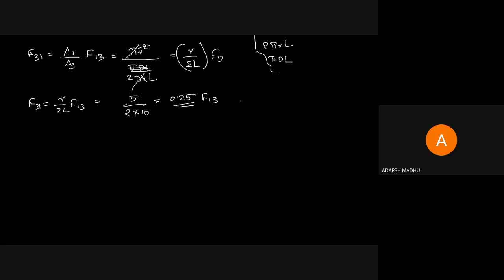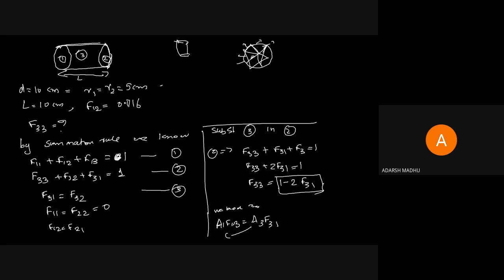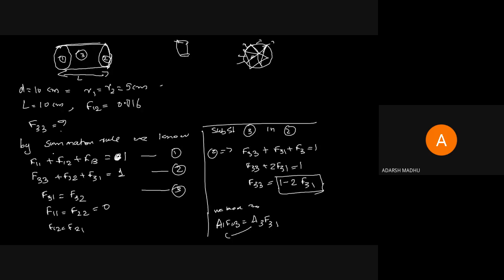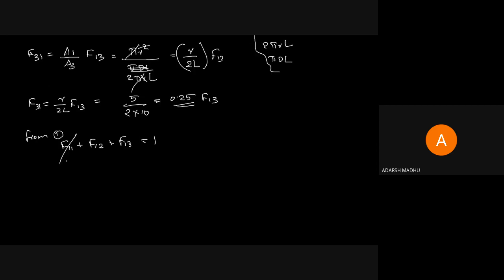And then what is F13? From equation 1, once we get F13 we can get F31 directly. Write down equation 1: F11 plus F12 plus F13 equal to 1. Here we have already written that F11 equal to F22 equal to 0. Therefore we can cancel F11, and from this equation you will get F13 equal to 1 minus F12.